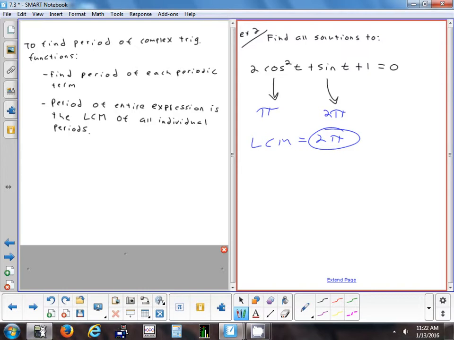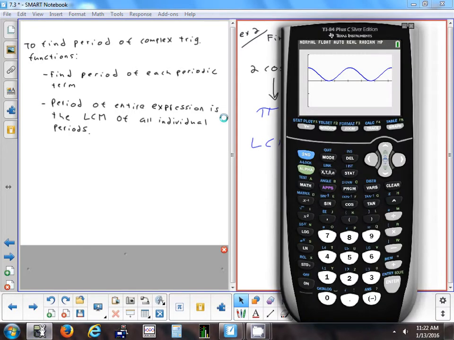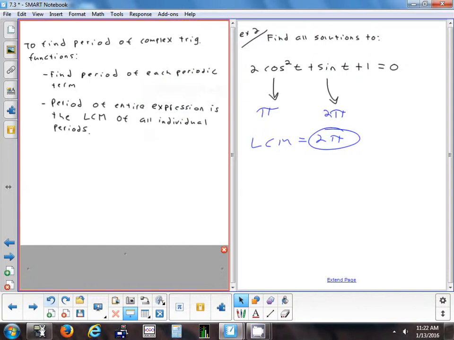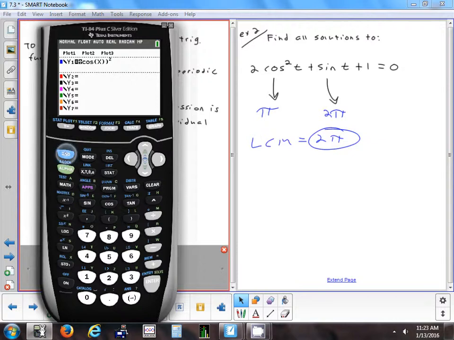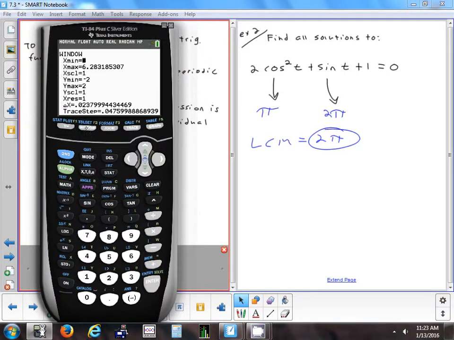All right, now we need to type in the whole thing. So we got 2 cosine x squared, plus sine of x plus 1. And my window is already set from 0 to 2 pi, so that's fine. I do think I need to set the height a little bit higher.